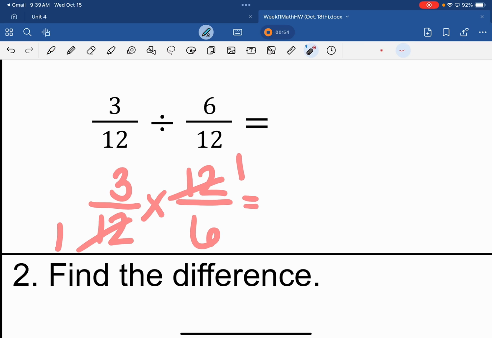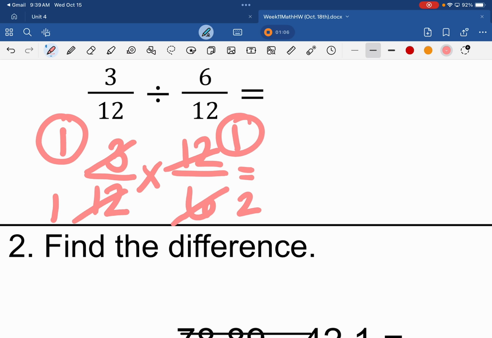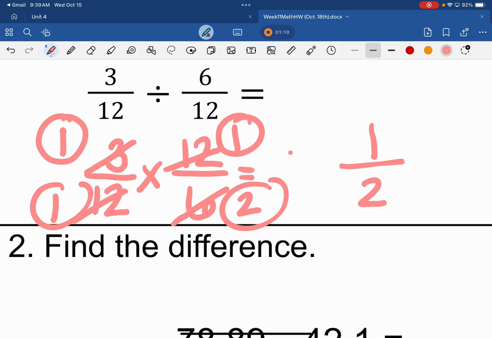These ones share something too. We have a 3 and a 6. 3. Nice. Okay. 3 divided by 3 is 1. 6 divided by 3 is 2. Now I can just go across. 1 times 1 is 1. 1 times 2 is 2. Look, I just got excited and solved it for you. There you go.